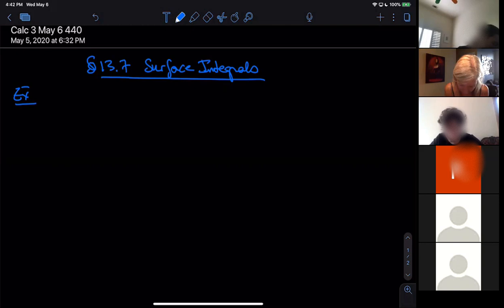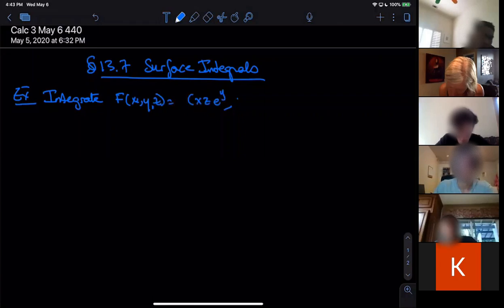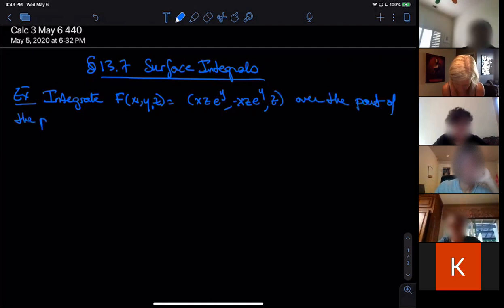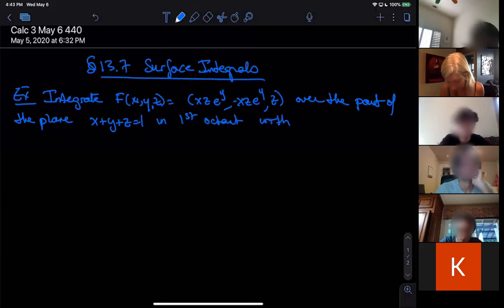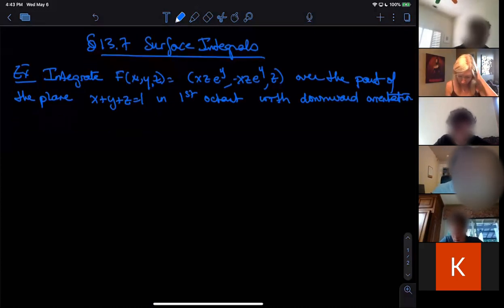How about this? Integrate this vector field F of x, y, z equals x z e to the y, x z, negative x z e to the y, z, over the part of the plane x plus y plus z equals 1 in the first octant with downward orientation. All right, so we have our vector field, we have our surface.